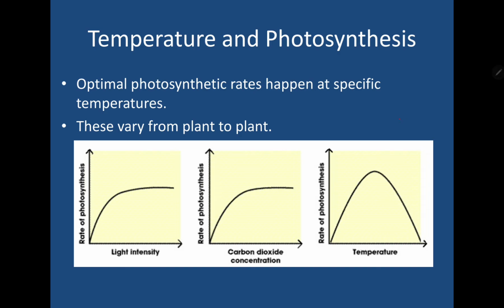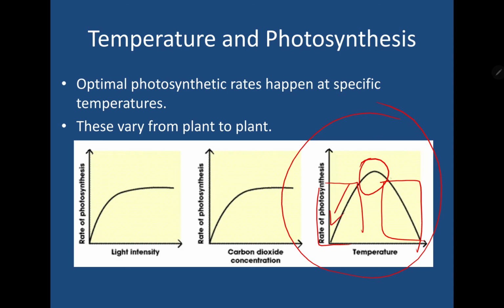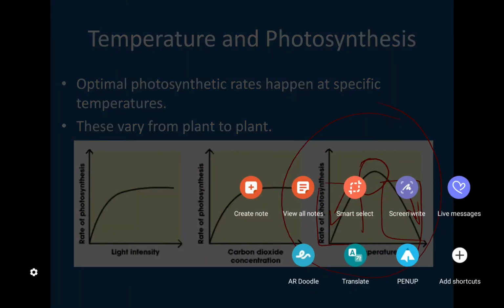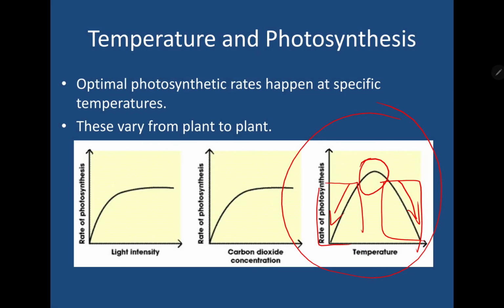I want you to look at this graph here, the third one. It somewhat resembles the graph that I showed you regarding enzyme activity earlier on. It peaks at a certain range, and anything above or below that range sees a dip in photosynthetic activity.